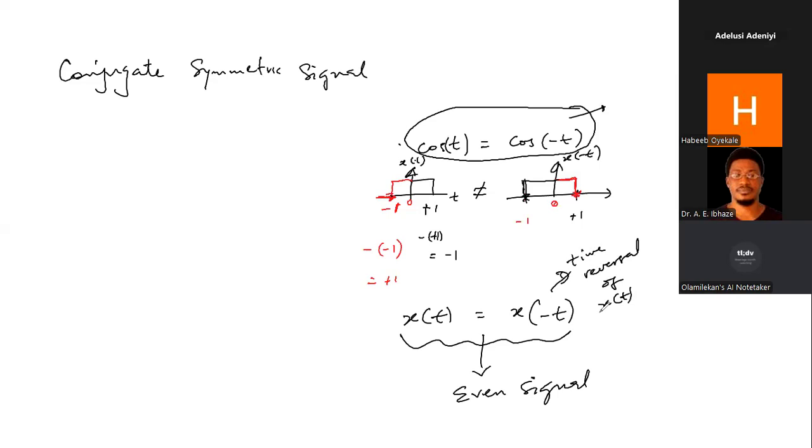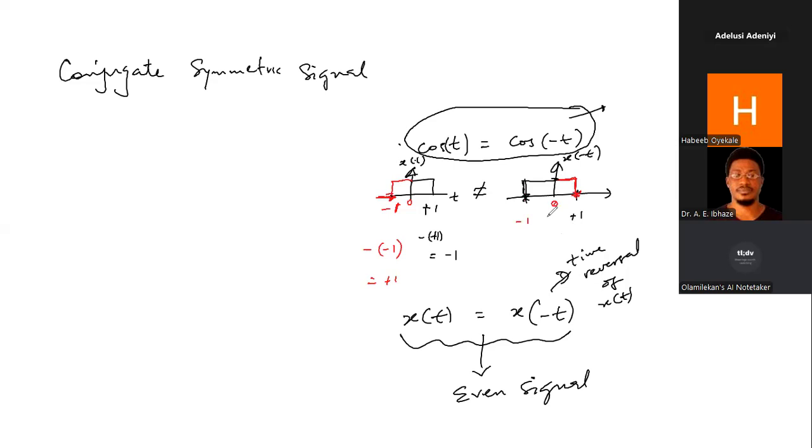Yes, sir. So why is it that the x of t did not go down? Why did the x not go down in the time reversal? Why did it not go down the graph? I don't understand. Why did this amplitude not come down?